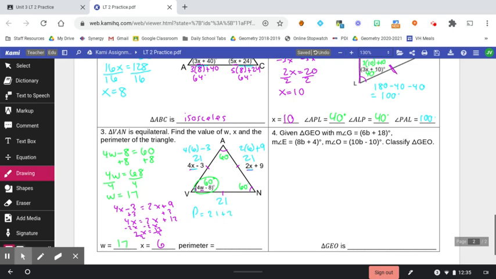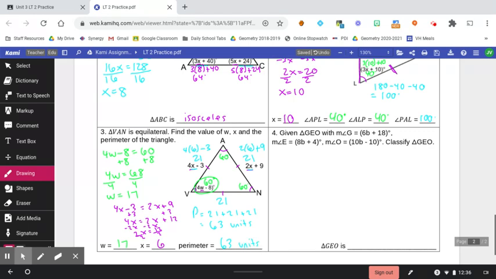Now for the perimeter, just put P for perimeter. I'm adding up all 3 sides. 21 plus 21 plus 21. That gives me 63. I don't have a measurement like centimeters or inches, so I'm just going to say units. 63 units.